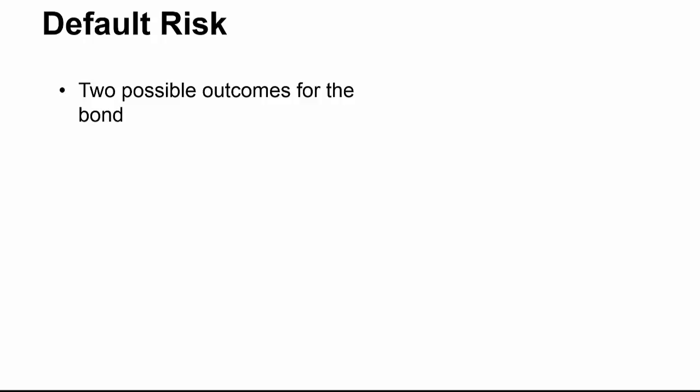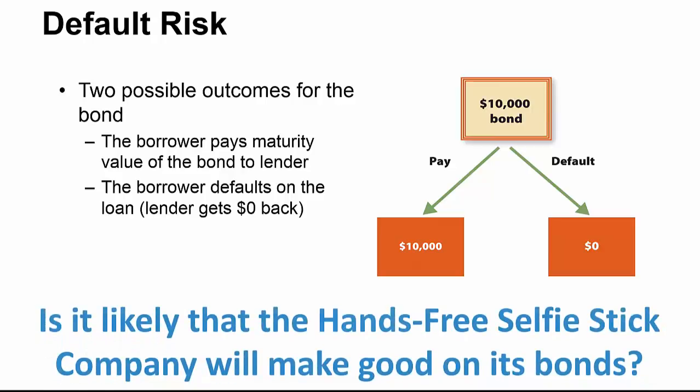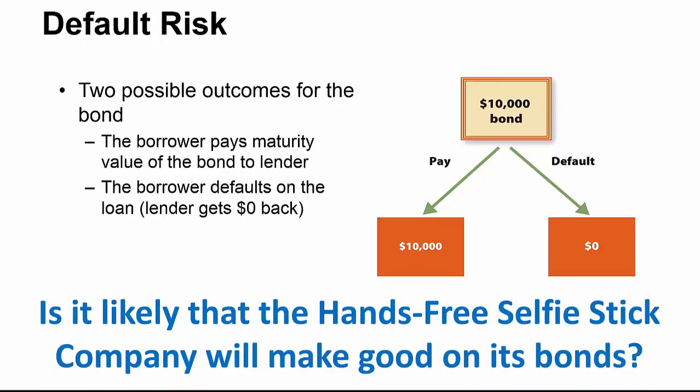Now, there is risk in bonds. There's 2 possible outcomes for a bond. Okay, so think about you're buying a bond for the hands-free selfie stick company. How successful do you think that product would be? I'm guessing it wouldn't be very successful at all, and that company could actually go out of business. If that's the case, then guess what happens to the value of your bond? It drops to zero. Okay, so there's two outcomes for a bond. At maturity, you can get your money back with interest, or it could go into default. And so that's why there's risk. So the more the risk, the greater the interest rate will be.